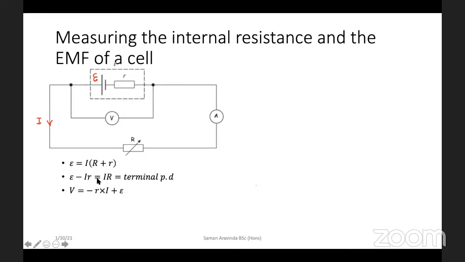Now I can rewrite this expression. IR is measured by what? IR is measured by the voltmeter, isn't it? The voltmeter is connected across the terminals, so it is also in parallel to the resistance. So that is the terminal potential difference, V. And I rearrange this formula. So V is equal to minus r times I plus epsilon. Isn't it?